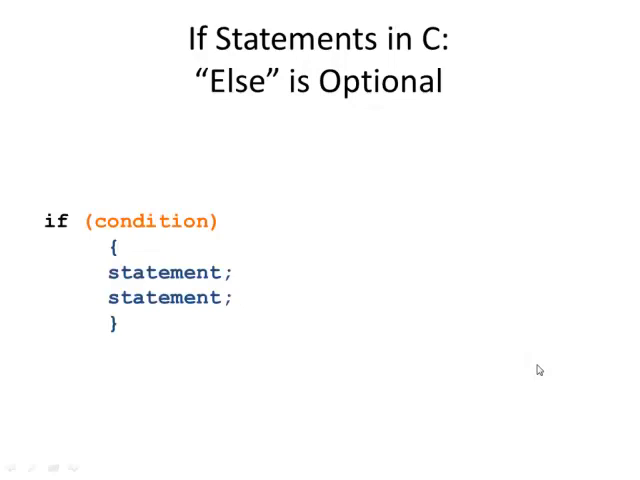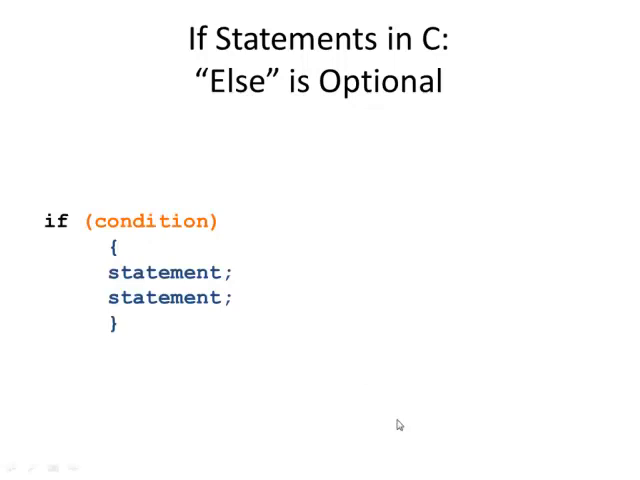The other thing is that the whole else clause is optional. I can say, if this condition is true, do these two things. If the condition is not true, just skip it. Don't do those two things. I don't have to do something else. So I don't have to have an else with my if.